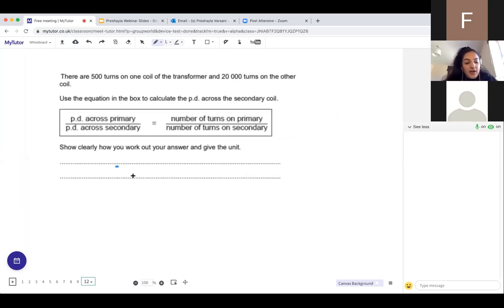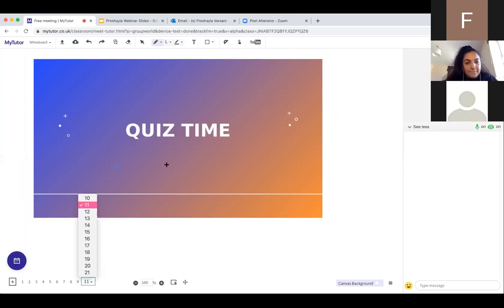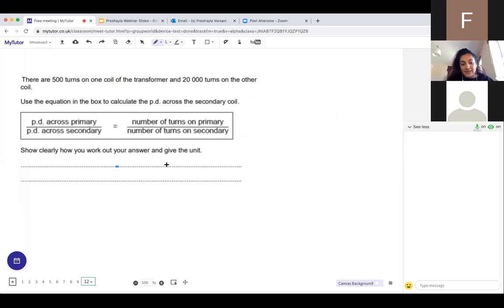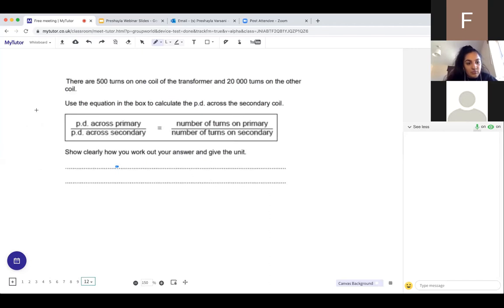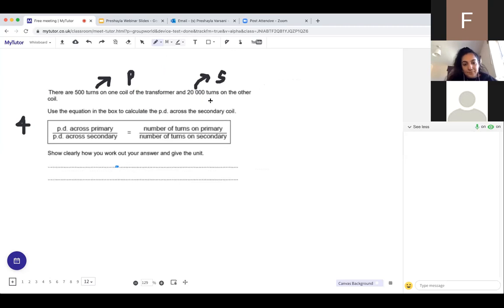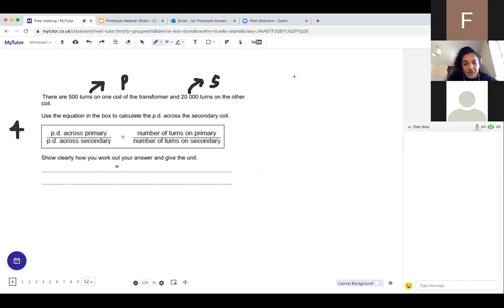Okay, so there are 500 turns on one coil of the transformer and 20,000 turns on the other coil. Use the equation in the box to calculate the PD across the secondary coil, knowing that the PD across the primary is 4. Okay, so on the primary coil, we have 500 turns.